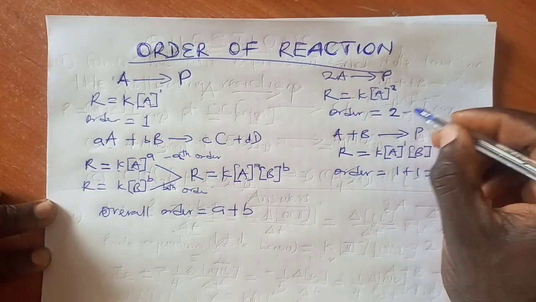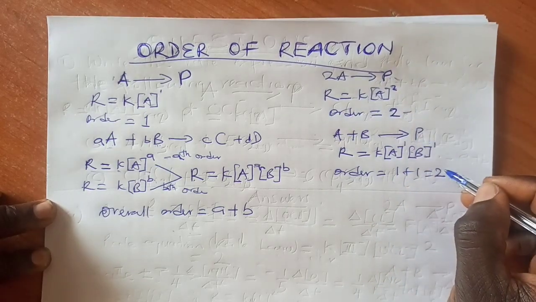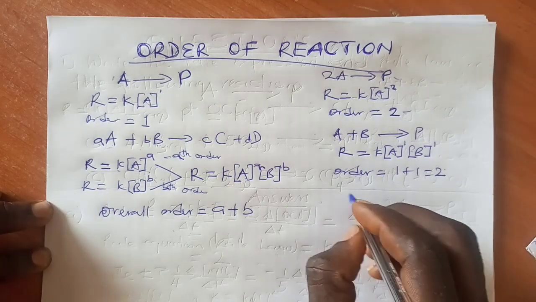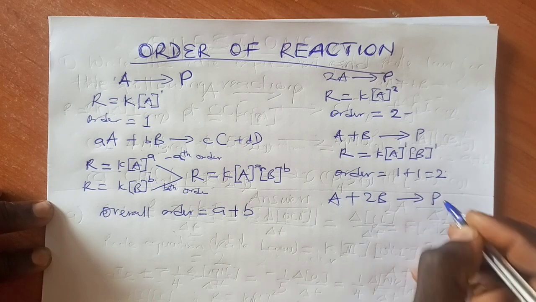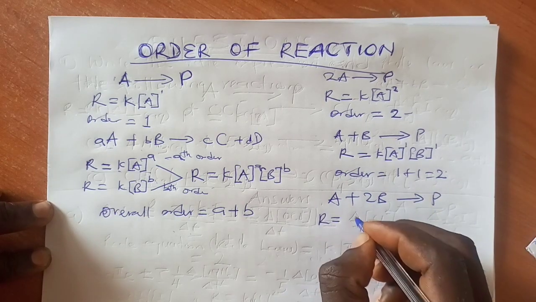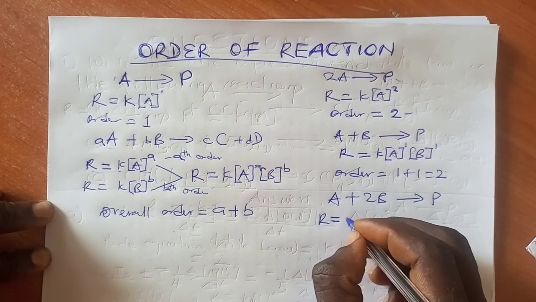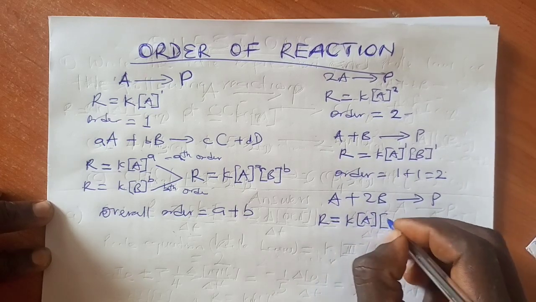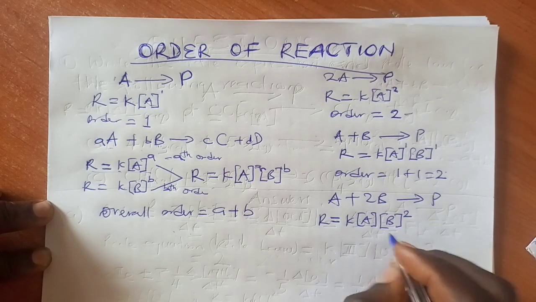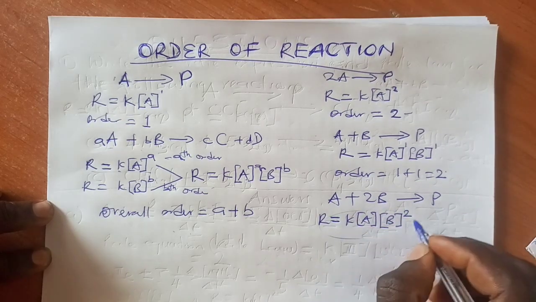So you can say this is a second order reaction. Okay, if you have a reaction A plus 2B to give you a product P, your rate law will be R is equal to K concentration of A, then concentration of B raised to power 2. So you can determine your order of reaction here.